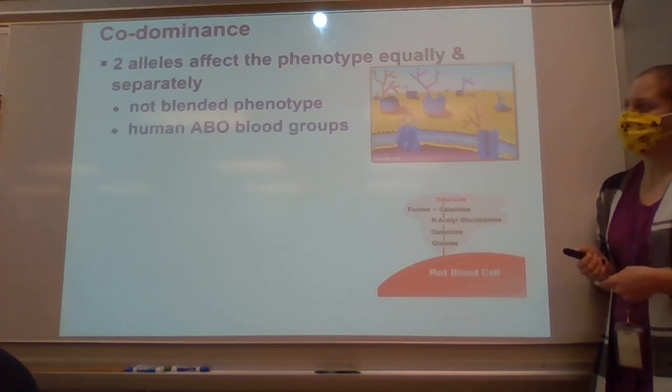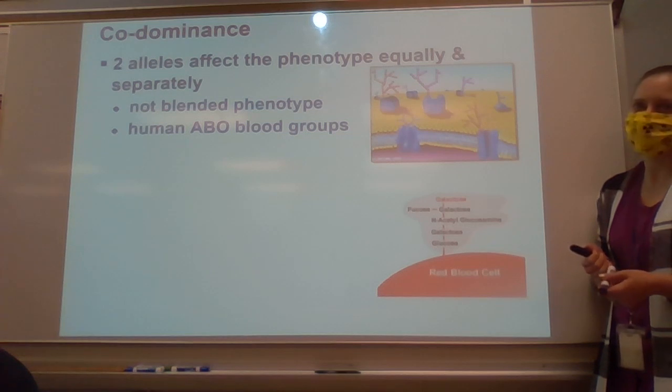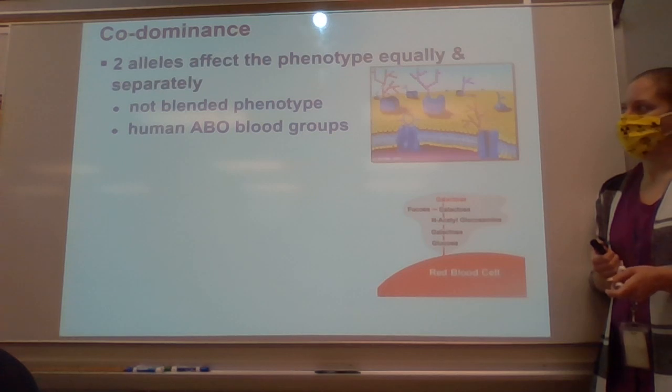And one really good example of this that we're going to spend a little bit of time on is the ABO blood group. So some of you might know your blood type, might know if you're A, B, AB, or O. That's a really good example of codominant traits.